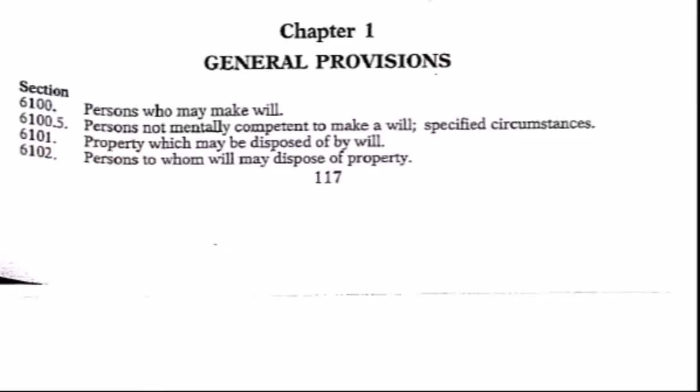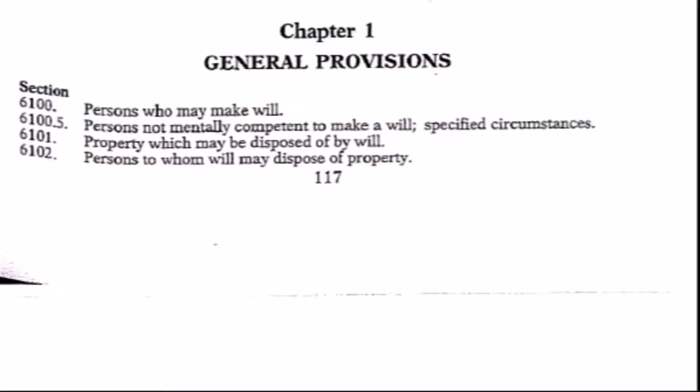Section 6100 is persons who may make a will. To save some time, I'll tell you you have to be 18 and of sound mind to make a will. But the phrase sound mind doesn't really help us a lot. So let's keep looking. Section 6100.5.